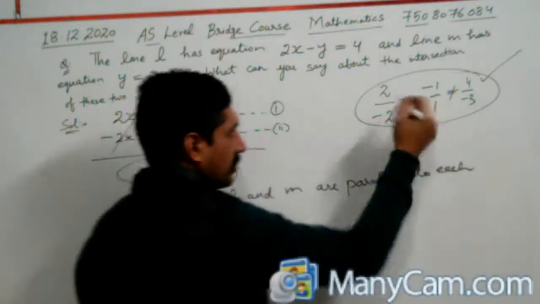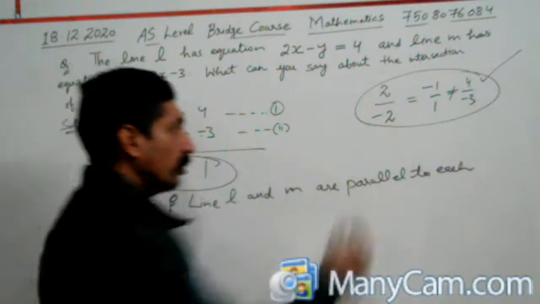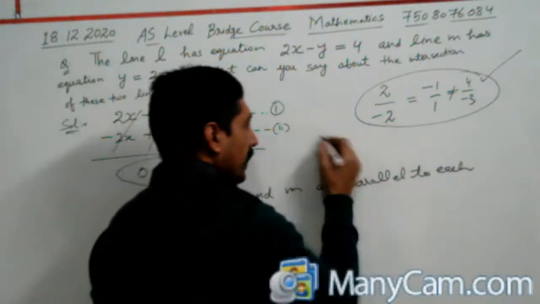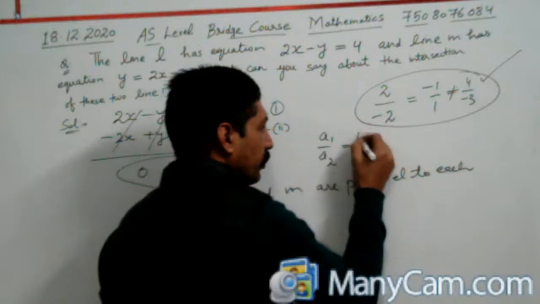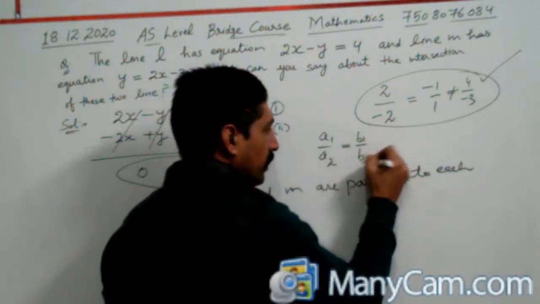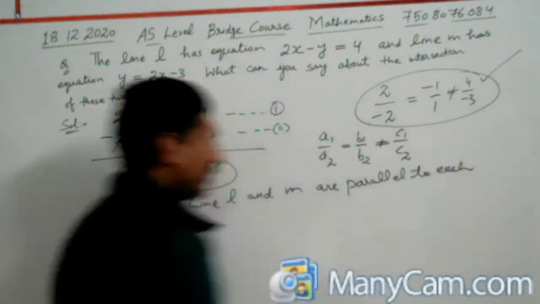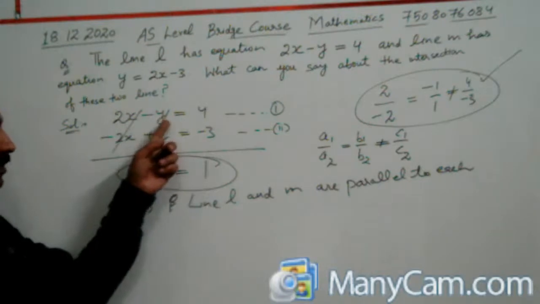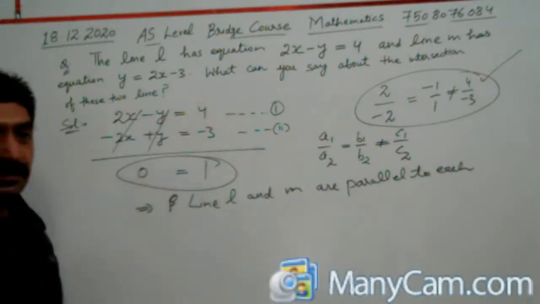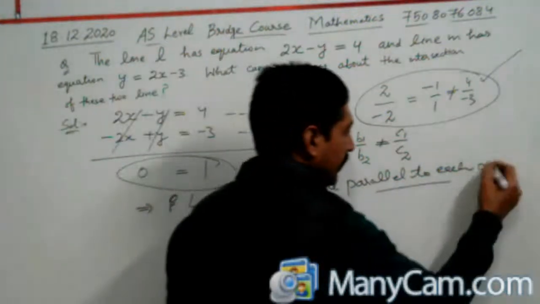This is the condition. What is the condition here? A1 upon A2 is equal to B1 upon B2 is not equal to C1 upon C2, where A1 is the coefficient of x, B1 is the coefficient of y, and C1 is the constant. So these lines are parallel to each other, right?